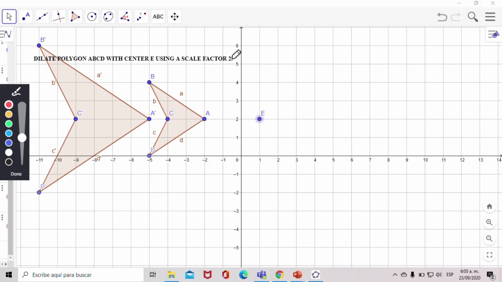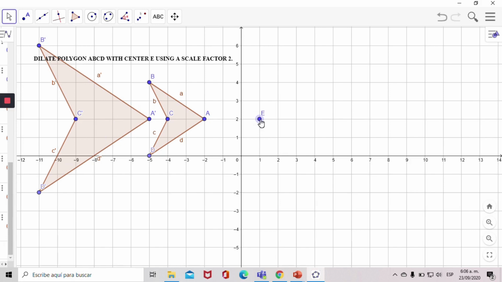So we are just following the instruction, which is to double the distances from the center E. Now there were 3, now there are 6. How many are there for B prime? Well, from center E to B there are 1 and 2. So now there are going to be 4: 1, 2, 3, and 4. So we can tell there are 4 units now, double. So that's a dilation.